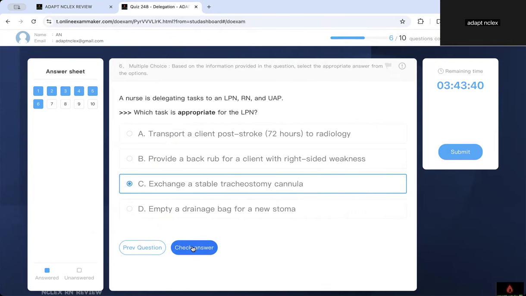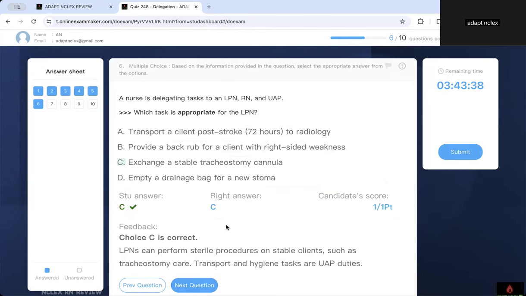What is your score so far? We are at 6 points. I know you get 6 out of 6 because you watch attentively.